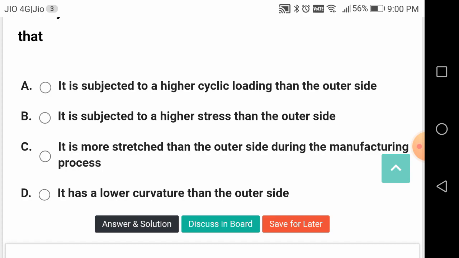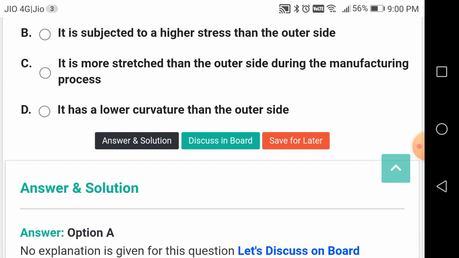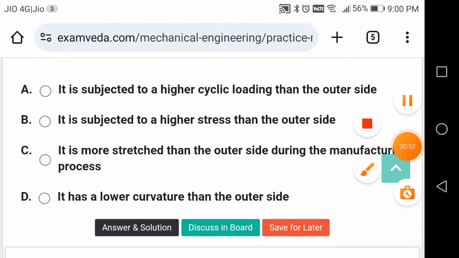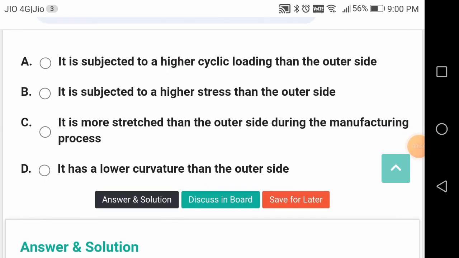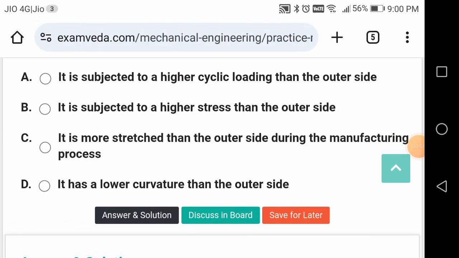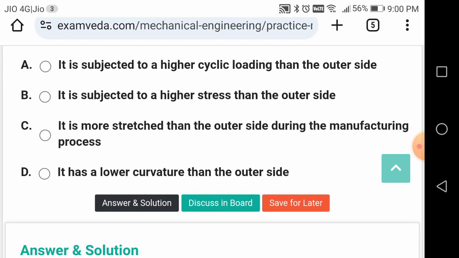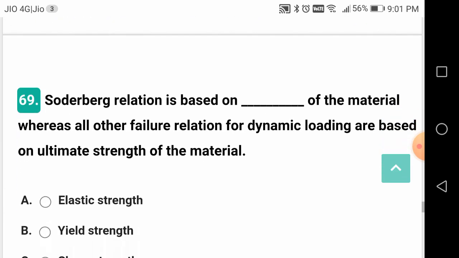So this is very, very important, friends. So what is the correct answer for this? Just now we have seen, it is A. Cyclic loading can be due to bending, due to compressive and tensile loading, or due to alternating rotation. That means torsional shear due to clockwise rotation and anti-clockwise rotation.